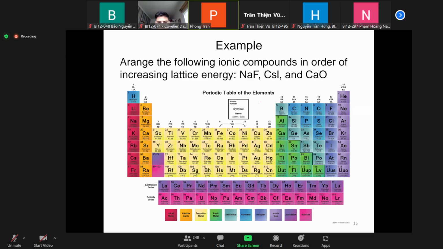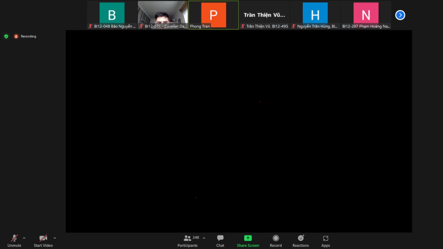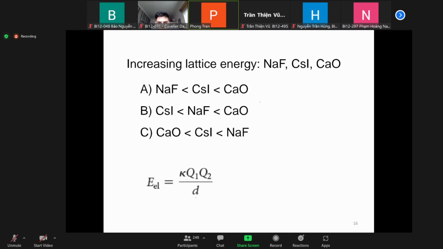So here can be the question of the final exam. What could be the correct answer expressing the increasing lattice energy of the three compounds: sodium fluoride, calcium iodide, calcium oxide? The answer A, B, or C will be correct. Please work on that. You will have 2 minutes.